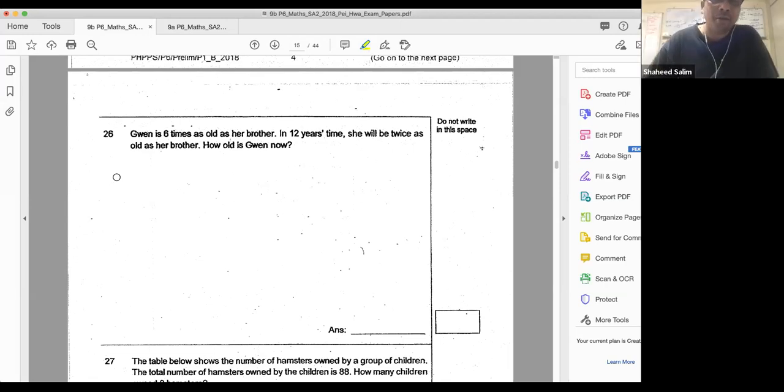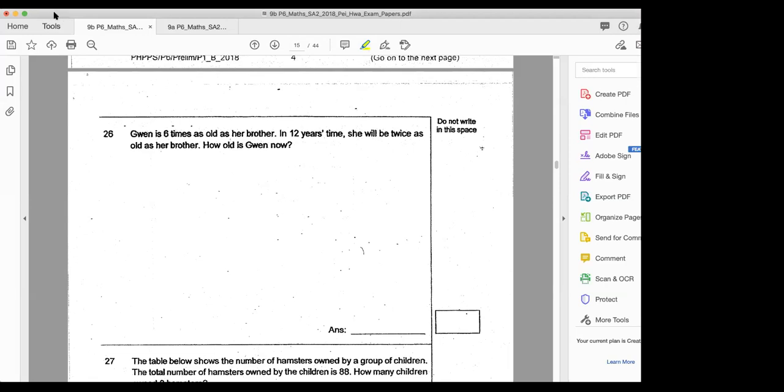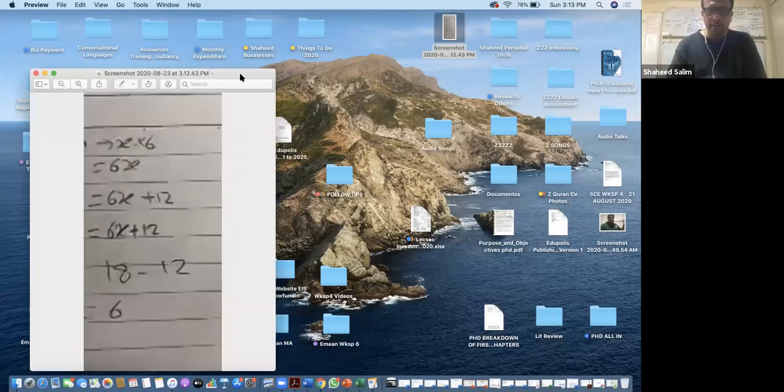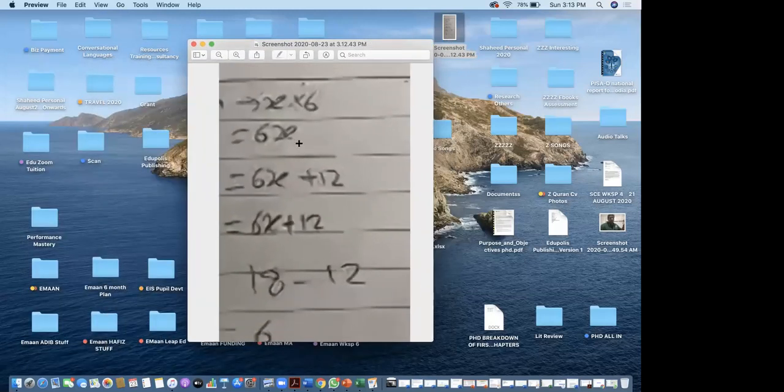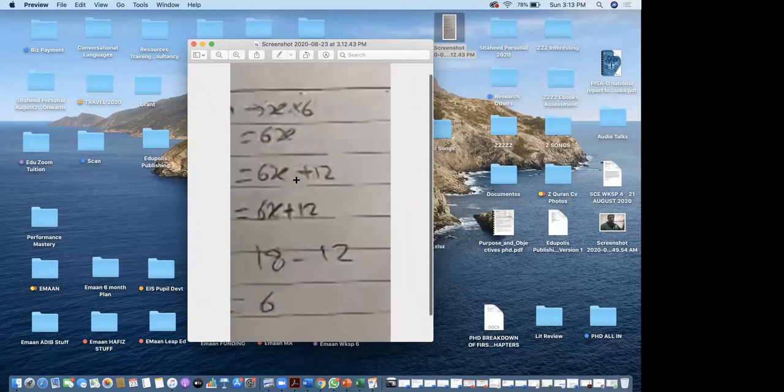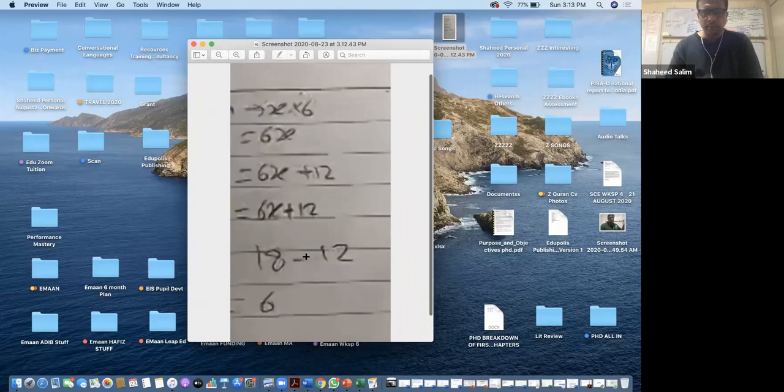Okay, let me see. Hold on, let me check your algebra first. Let me check your algebra. Am I lagging? No? Okay, I will share your algebraic method. This is Shafika's, can you see? X plus 12. Do you understand what you're doing, Shafika? Shafika, you understand?